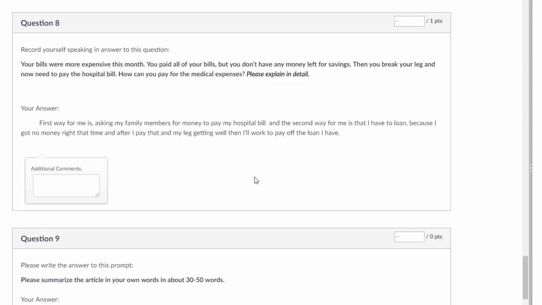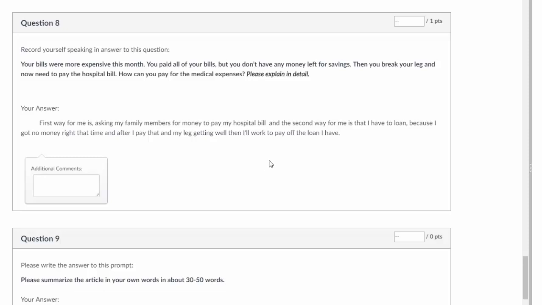Then finally, your bills were more expensive this month. You paid all of your bills, but you don't have any money left for savings. Then you break your leg and now you need to pay the hospital bill. How can you pay for medical expenses? And this is the last objective, which deals with negotiation, which is how do you deal with unanticipated events with language? And so this is her free-forming with language to show how she would deal with this unanticipated event.